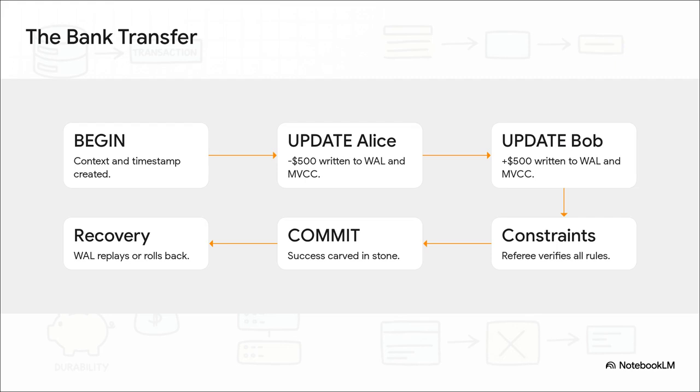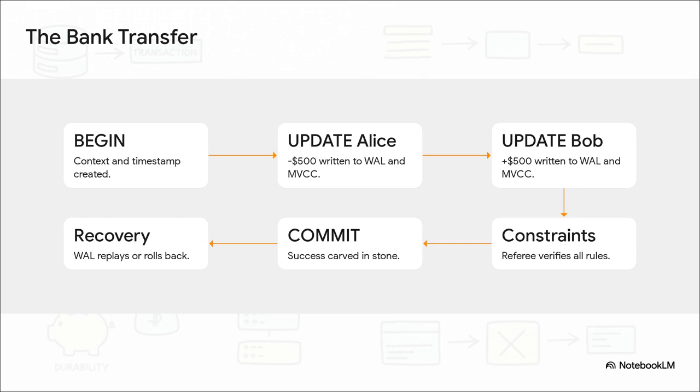Step 2, we update Alice, deducting $500. This change gets written to the WAL, and a new MVCC version is created in memory. But remember our exam booth. Because of isolation, this new balance is entirely invisible to the rest of the world. Step 3, we update Bob, adding the $500. Same exact process here. Step 4, the database steps in as the referee.